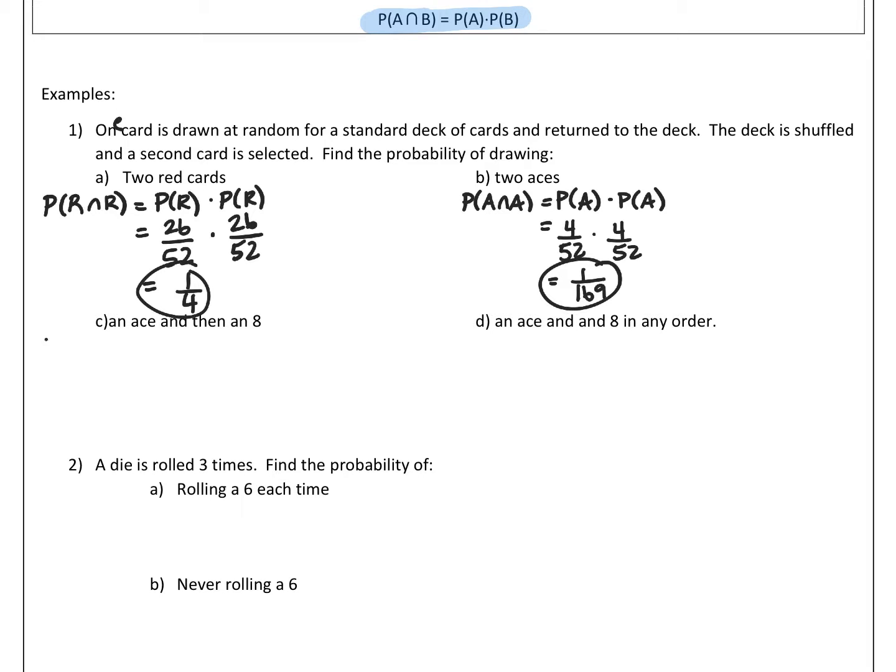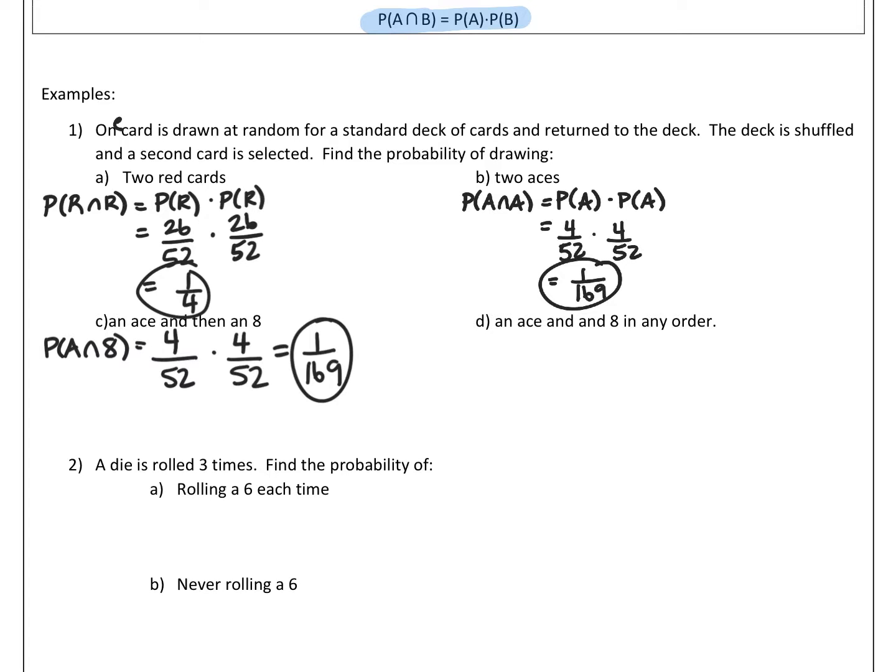The probability of getting an ace and then an 8, well, out of the 52 cards, the probability of getting an ace is 4/52. Then I need to get an 8, so I put it back, so there's still 52. There's 4 8s. So this reduces to 1/13 times 1/13, which is 1 out of 169 again.